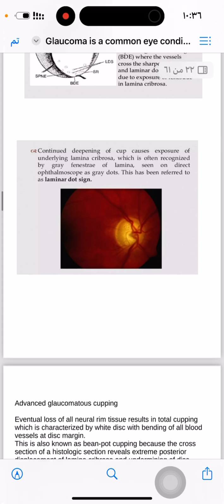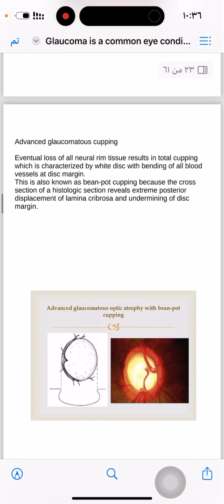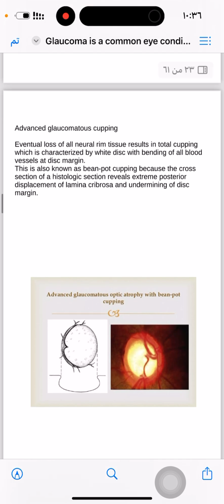Okay, so we see the laminar dot sign. Advanced glaucomatous cupping, with eventual loss of all neural rim. This is also named bean pot cupping. It is characterized by a white disc with bayonetting of all blood vessels, as you see here: white disc and bayonetting of blood vessels. Histologic section reveals extreme displacement of the lamina cribrosa and the remaining disc margin.